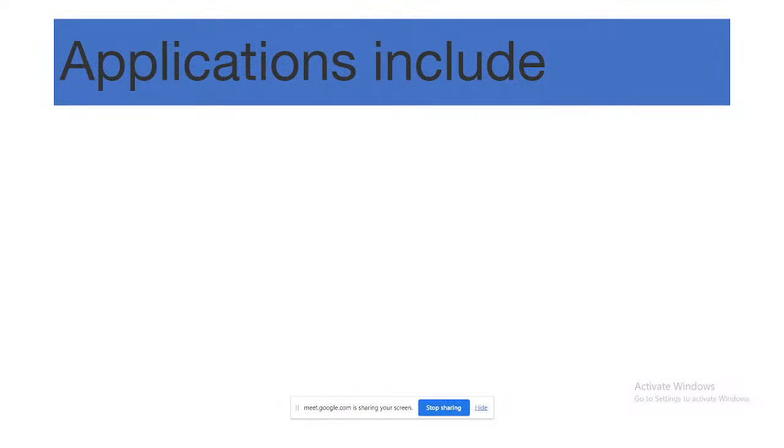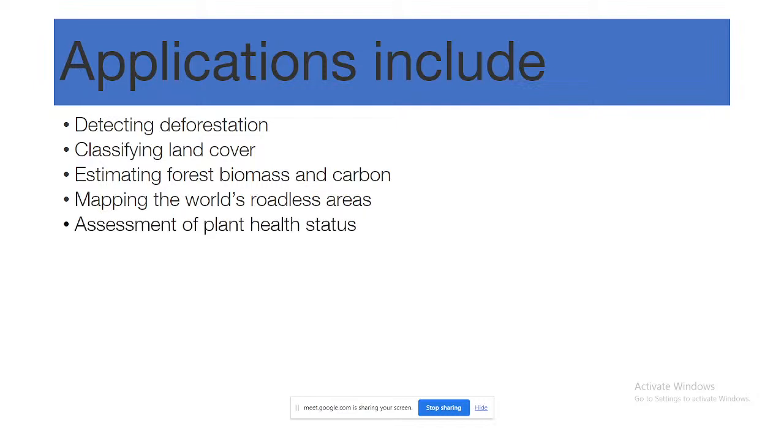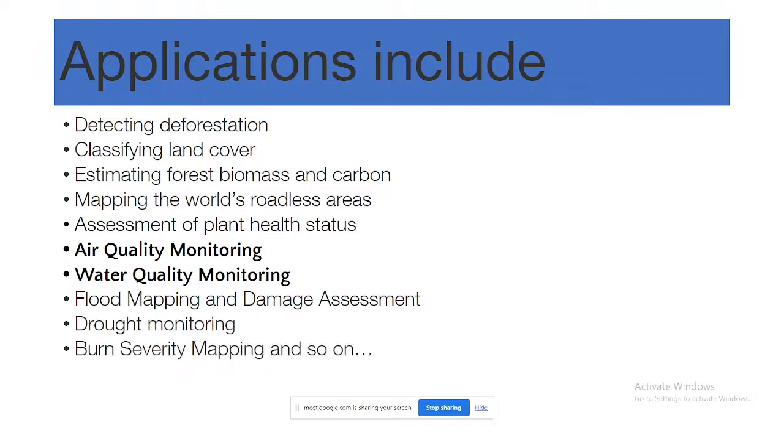And it has a lot of applications in the Google Earth Engine platform: detecting deforestation, land use land cover classification, as well as estimating forest biomass and carbon, and mapping the world's roadless areas. We can also use it for assessment of plant health status, air quality monitoring, and water quality monitoring. Flood mapping and damage assessment we can also explore using this platform, drought monitoring, burn severity mapping, and so on, and land surface temperature monitoring.